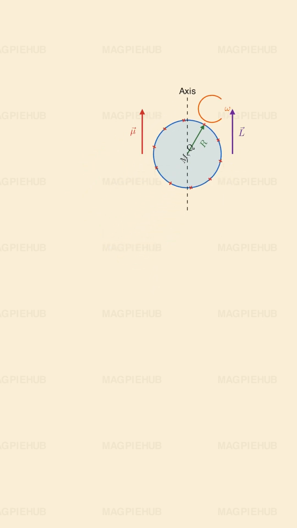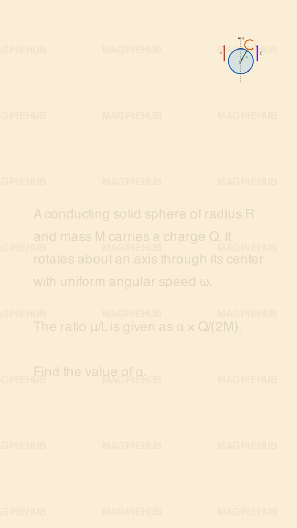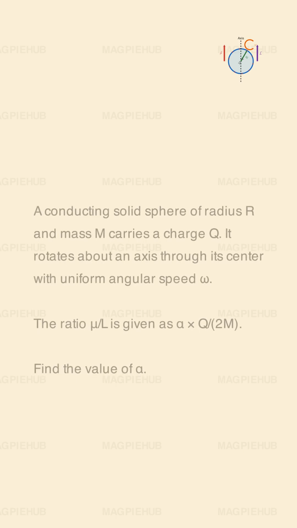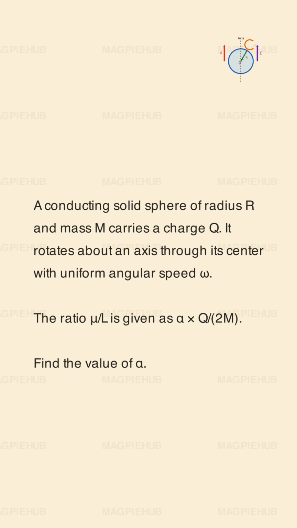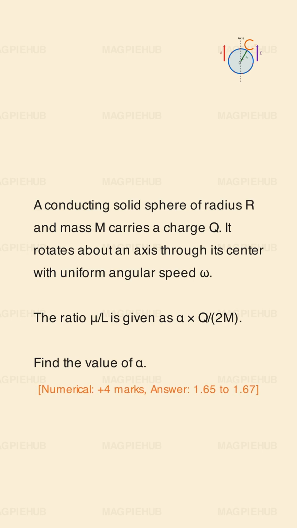Let me keep this diagram in the corner for reference. Here is the question. A conducting solid sphere of radius r and mass m carries a charge q. The sphere rotates about an axis through its center with uniform angular speed omega. The ratio of the magnetic dipole moment to the angular momentum about the same axis is given as alpha times q over 2m. We need to find the value of alpha.